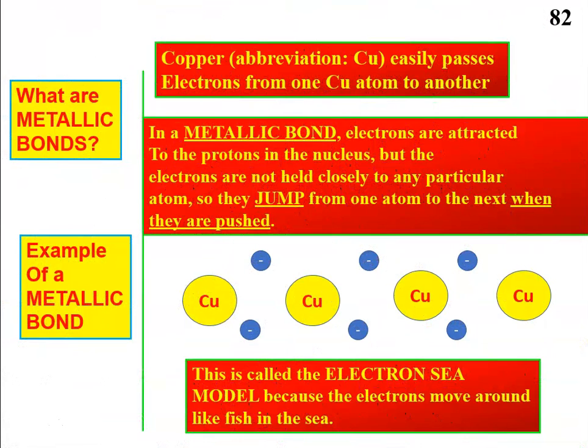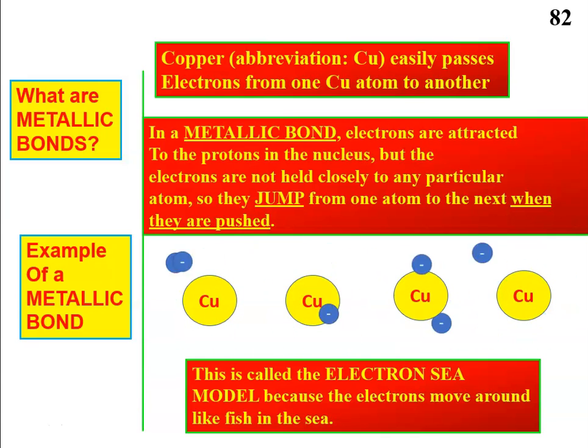All right, we're going to spend one slide on metallic bonds. What are metallic bonds? Copper, abbreviation Cu, easily passes electrons from one copper atom to another. In metallic bonds, electrons are attracted to the protons in the nucleus, but electrons are not held closely to their own atom or to any particular atom. So they like to jump around from one atom to the next when they're pushed. And even when they're not pushed, they just like to jump around because while they're attracted to the nucleus, they're not attracted to any one nucleus in particular.